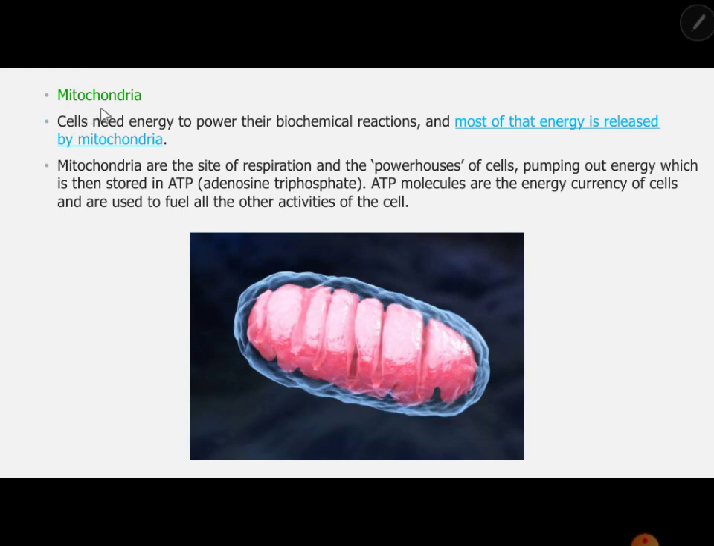Let's look at the mitochondria. Cells need energy to do their activities and all the cellular reactions, such as biochemical reactions, and most of that energy is released by the mitochondria. The mitochondria are the site for respiration and the powerhouse of the cell. They pump out energy, which is then stored in the form of ATP. ATP stands for adenosine triphosphate. ATP molecules are the energy currency of the cell and are used to fuel all the other cell activities.